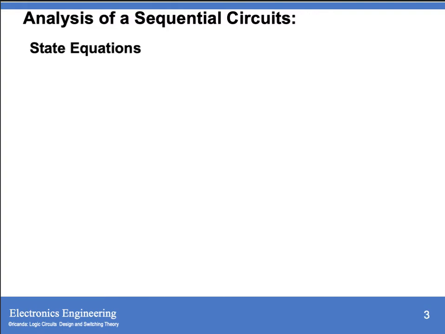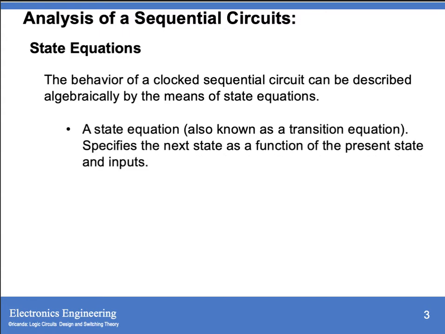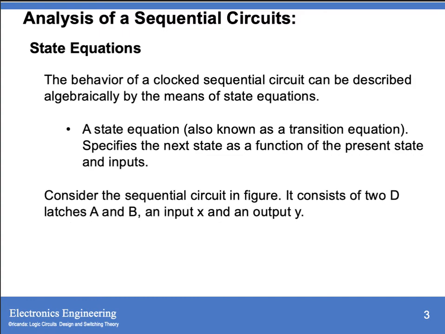So we have this state equation. A state equation is also known as a transition equation. It is an algebraic expression for your sequential circuit. This specifies the next state as a function of the present state and inputs. Let's consider a sequential circuit with two D latches, labeled latch A and B, with input X and an output Y.